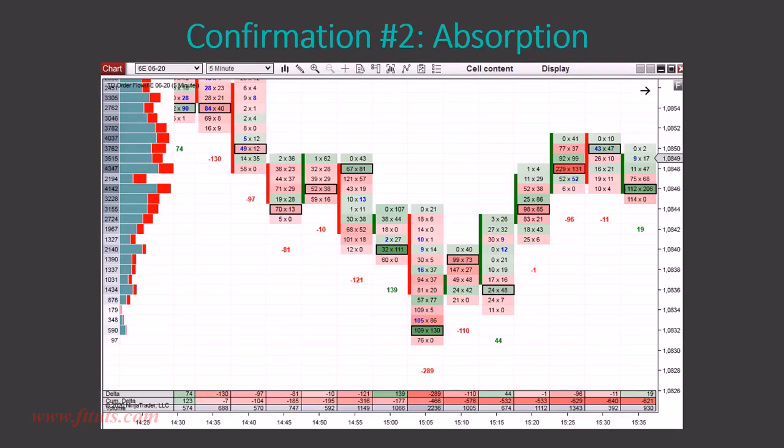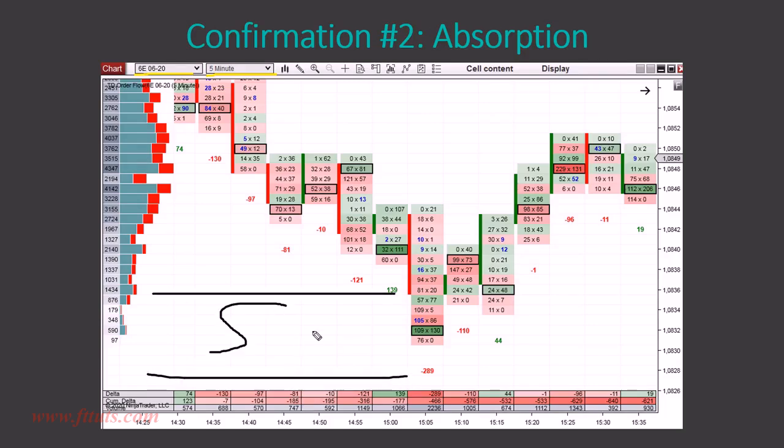Now another example, this is Euro futures, 5-minute chart. Imagine that there is a support somewhere in this area. Support you created, for example, using volume profile. Price is moving downwards, sellers are pushing the price downwards, and in here the sellers got absorbed and the buyers won't let the price drop lower.